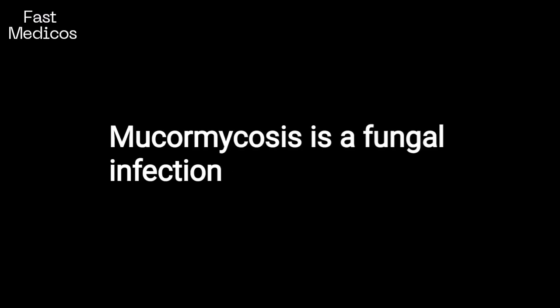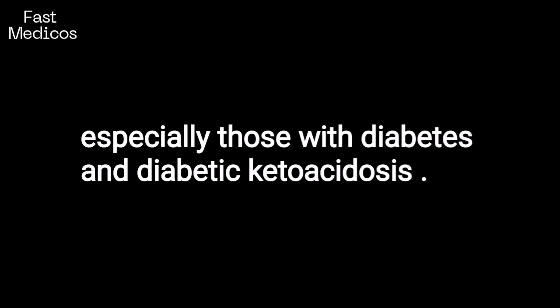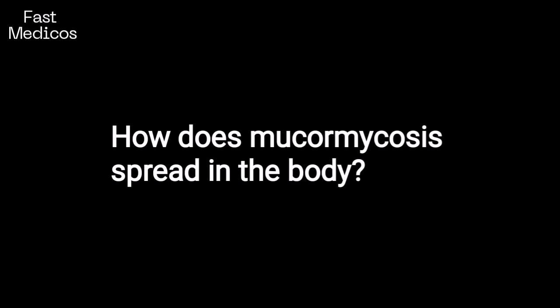Mucormycosis is a fungal infection that occurs primarily in immunocompromised patients, especially those with diabetes and diabetic ketoacidosis, DKA. 23. How does mucormycosis spread in the body? The infection can spread rapidly, affecting areas such as the nasal passages, eyes, and brain.